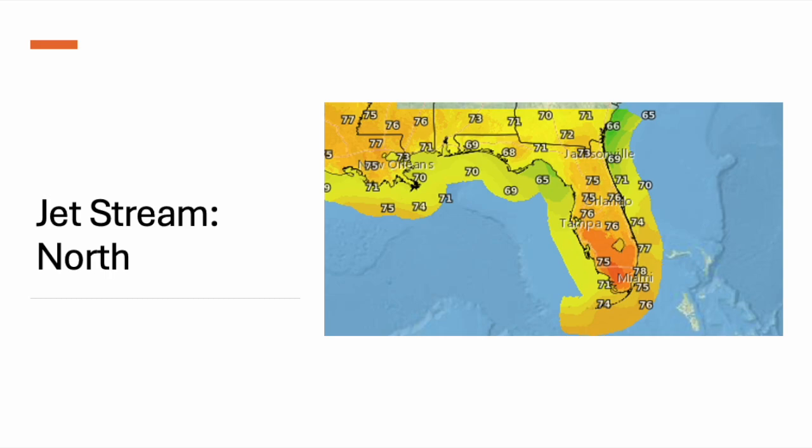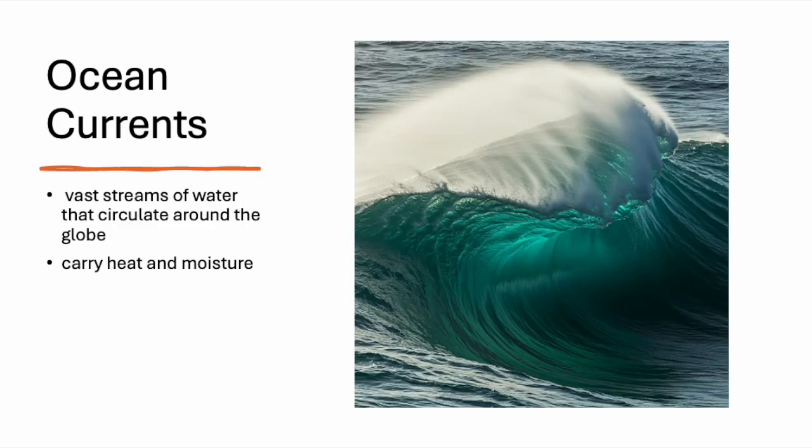Ocean currents are like rivers within the ocean. They are vast streams of water that circulate around the globe, carrying heat and moisture from one place to another. Ocean currents play a crucial role in regulating Earth's climate.